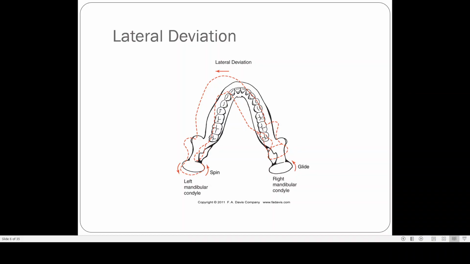Lateral deviation is going to occur with spin and glide. So in this picture here, we have lateral deviation to the left. In order for that to occur, the left mandibular condyle is going to spin or rotate towards the left, whereas the right condyle is going to glide anterior medial. So it's going to glide to the left and forward. So essentially the left side stays and rotates in place without moving. The right side is going to go anterior and towards the middle. And then vice versa to go to the opposite way.